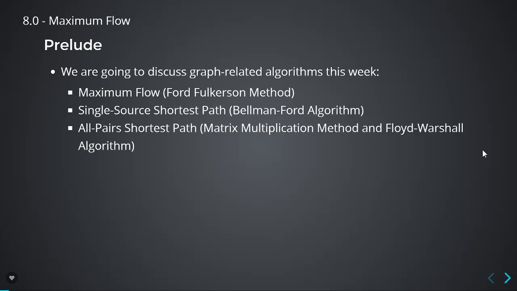And then after that, we're going to be talking about the matrix multiplication method and the Floyd-Warshall algorithm, which are all pairs shortest path algorithms. What I mean by all pairs shortest path is it's going to find the shortest path from every vertex in the graph to every other vertex in the graph at the same time, right? And you'll see that you can do this faster rather than just doing Bellman-Ford or Dijkstra on every single vertex, one by one. So you try to find all the shortest paths in the graph at the same time.